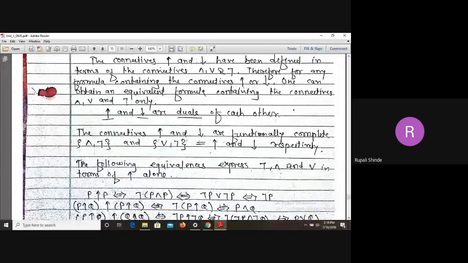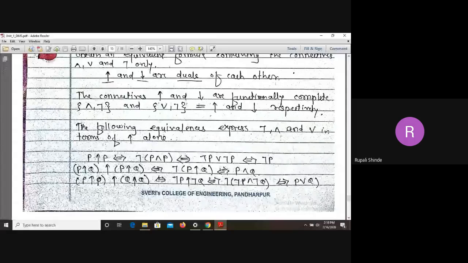Here some equivalences are given. P NAND P means what? We have to take negation of P and P. How can we write its equivalent formula? If we want to remove this NAND, we have to take negation of P and P. Applying the negation over this bracket, you will get negation P or negation P. What is the answer for negation P or negation P? This is negation P only. That's why this formula is equivalent to negation P.